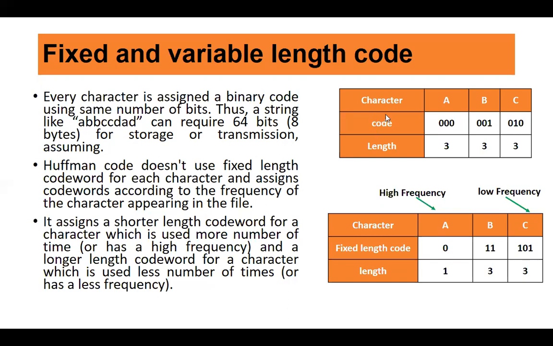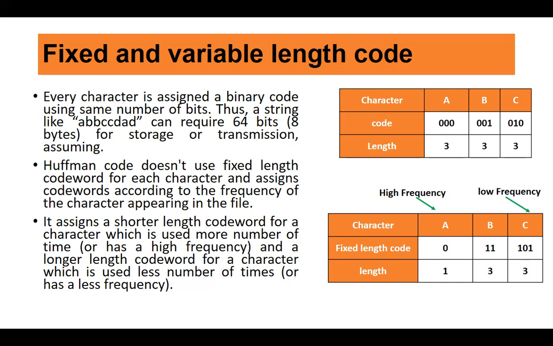If you look at this side, these are the characters with a fixed length code. Each and every character here is represented using a code of length 3, right? But Huffman code doesn't use this fixed length code. Huffman code uses variable length code, right? So it's not fixed length code, it is variable length code. Just make a change when you read it. It is not fixed, it is variable length code.